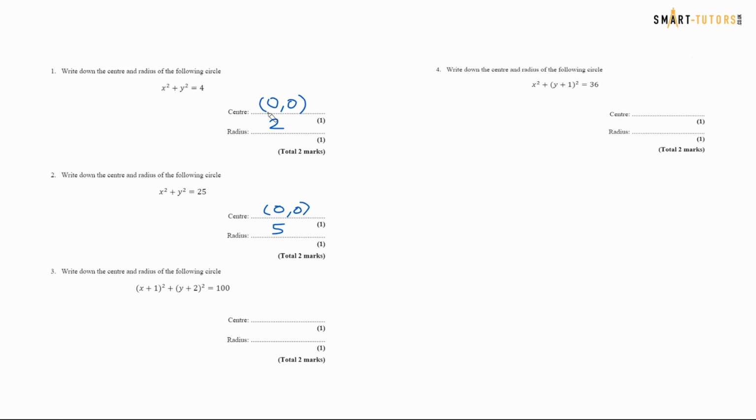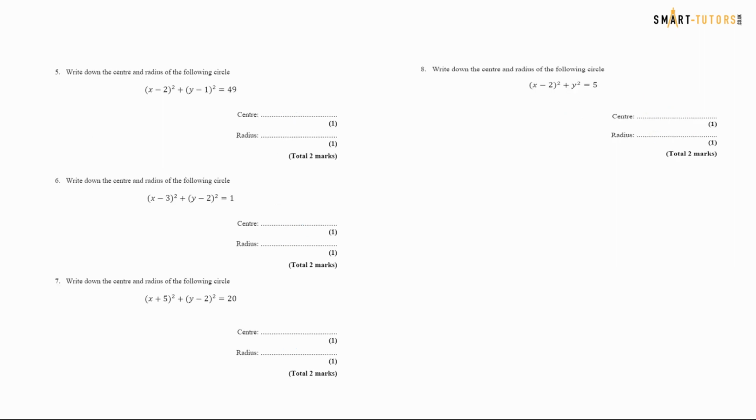Question number 3. Write down the center and the radius. Here we are going to do x plus 1 equal to 0. The x coordinate is minus 1, and y plus 2 equal to 0, so y equals minus 2. The center point is minus 1, minus 2, and the radius is the square root of 100, which is 10. Last question, write down the center and the radius. X squared means 0. Y plus 1 equal to 0, so y equals minus 1. So the y coordinate is minus 1. The square root of 36, the radius is 6.